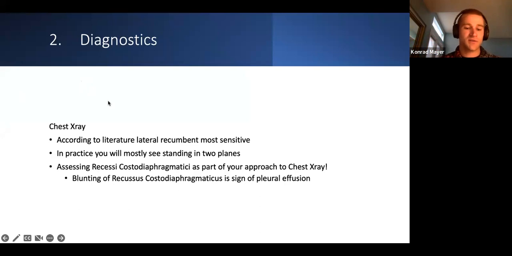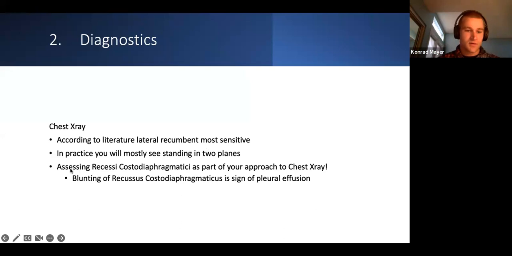Lots of pleural effusions are diagnosed with a chest X-ray. According to literature, the lateral recumbent view is the most sensitive, but in practice, if you're still in medical school or afterwards in the clinic, most chest X-rays are standing, AP or PA, and they are in two planes. So you have this PA view and a lateral view.